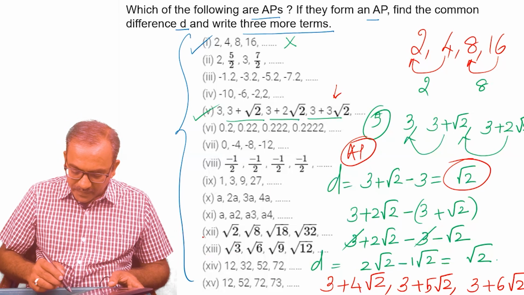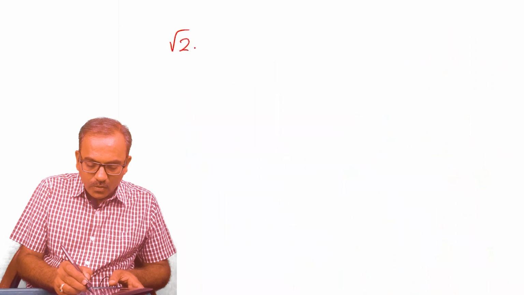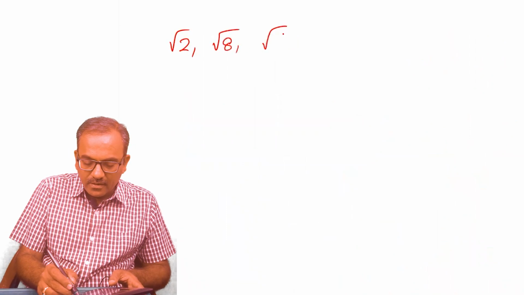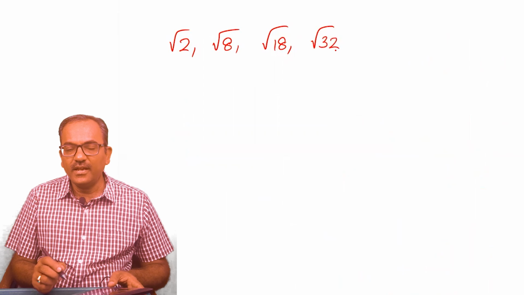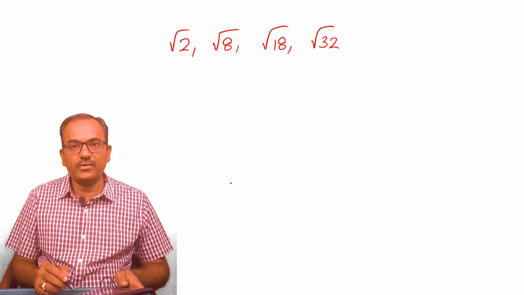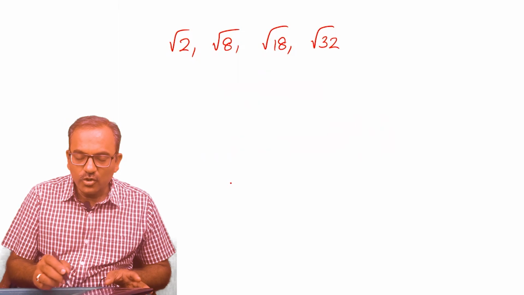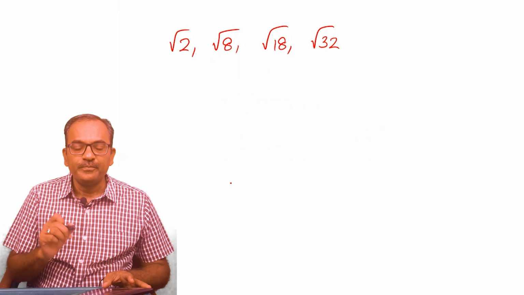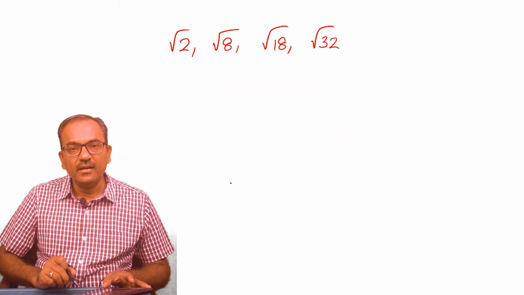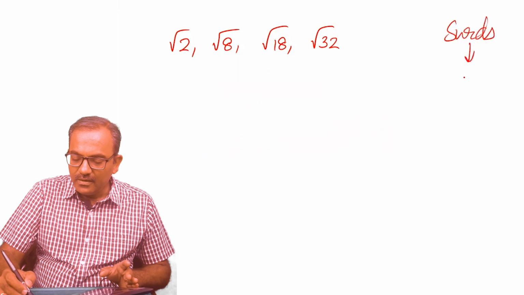Children, now let us take another example: root 2, root 8, root 18, root 32. What do you think? Is it an AP? Let us check it out. Once you look at the numbers, you will not be in a position to identify the terms of the sequence. Rather, let us try to write these surds in simple form.